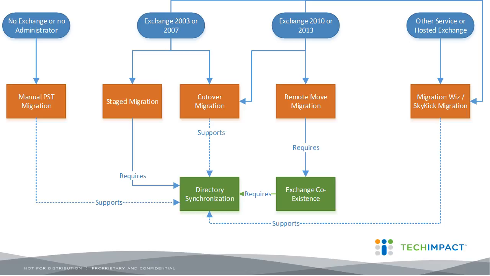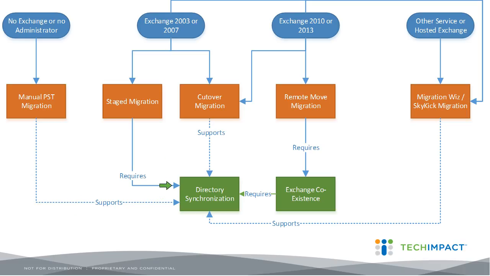So along the top here, you'll see the different kinds of existing services that you already have. So if you don't have Exchange or you don't have an Exchange administrator, you can do a manual PST migration. This also applies to anyone who's using Outlook or anyone who can get their mail into Outlook, right, and wants to do a manual PST migration. If you're using Exchange 2003 or Exchange 2007, you can do a staged migration or a cutover migration. Okay? A cutover migration requires that you set up directory synchronization. There is no way around that.